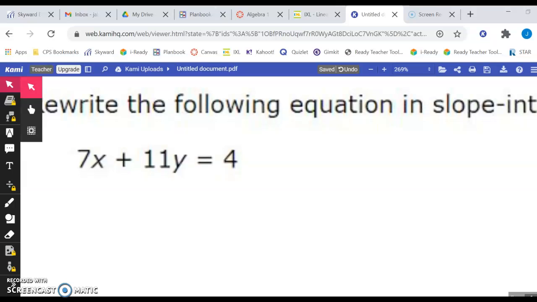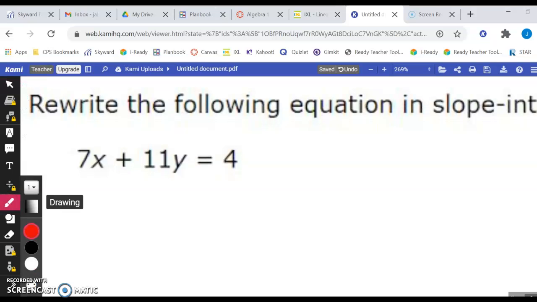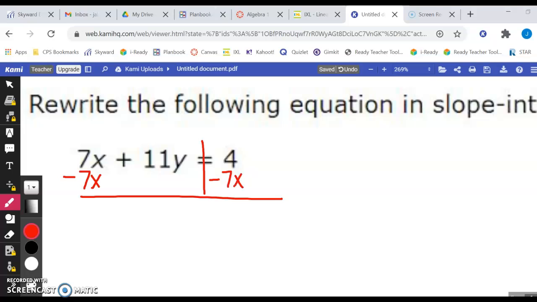The next one, something could possibly look along these lines. And again, we have to solve for y because we want slope-intercept form. So we have to get y equals. I'm going to do upside down t. I'm going to get rid of this 7x all at one time because none of that needs to stay. So I have 11y equals 4 minus 7x on that side because they're not like terms.